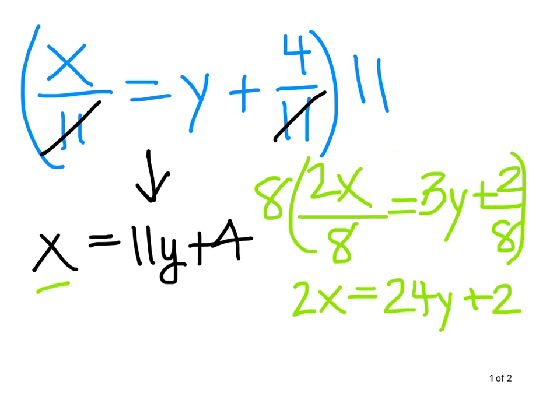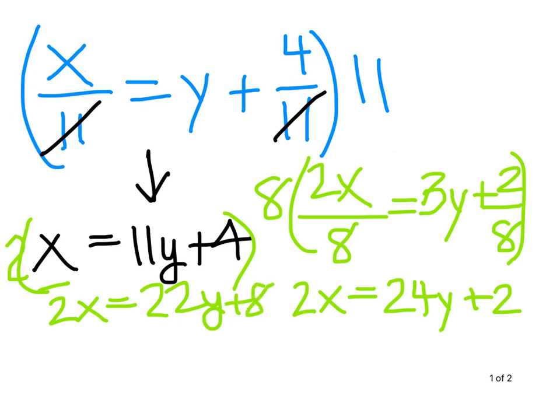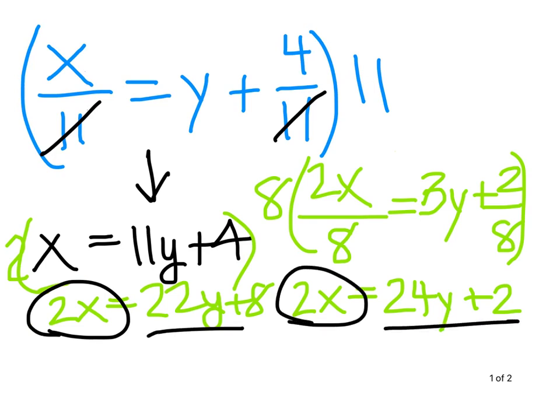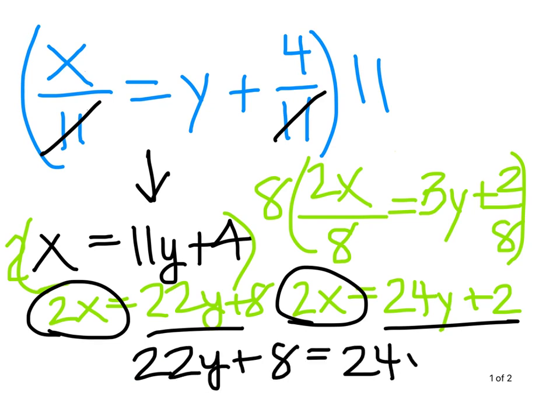Now, we can do substitution here. We could take this x and plug it into the other one, but it's actually easier to multiply this whole thing by 2, and then we get 2x is equal to 22y plus 8. Because this is 2x and 2x, now we can just set the equations equal to each other. So we get 22y plus 8 is equal to 24y plus 2.